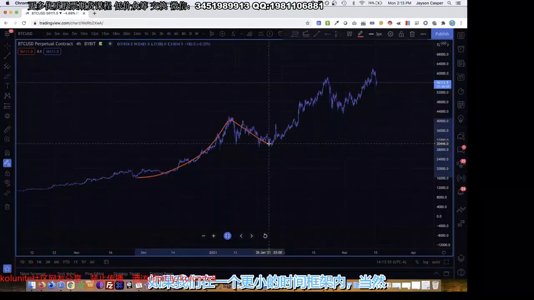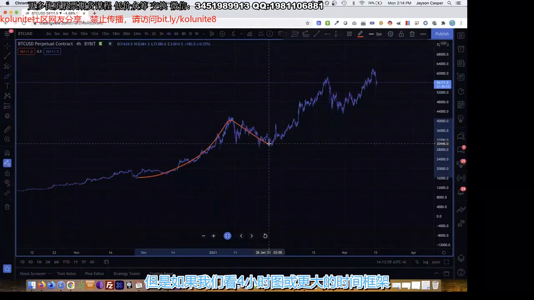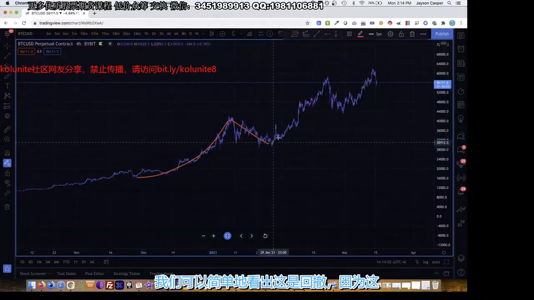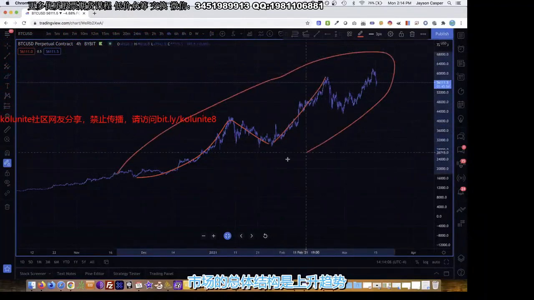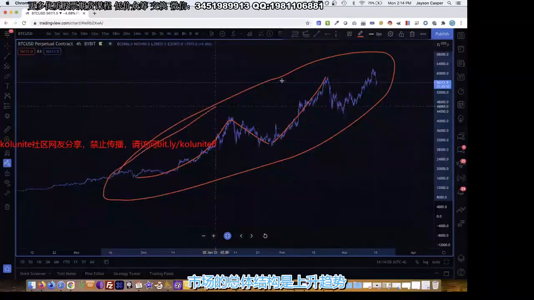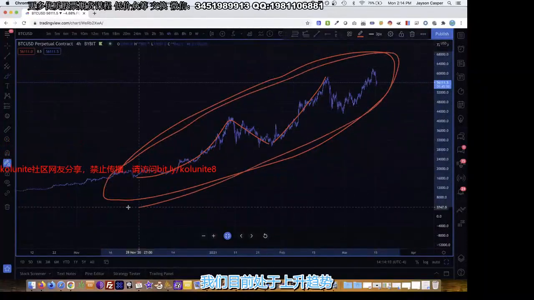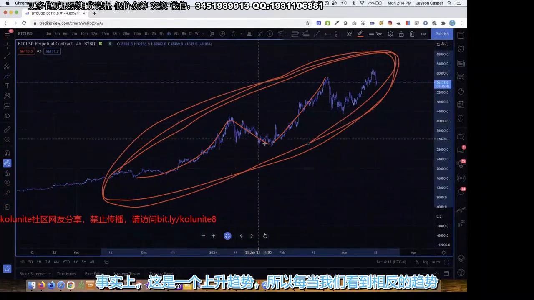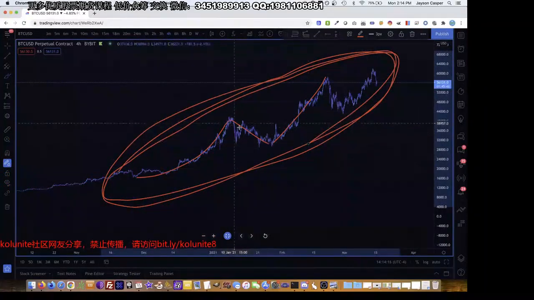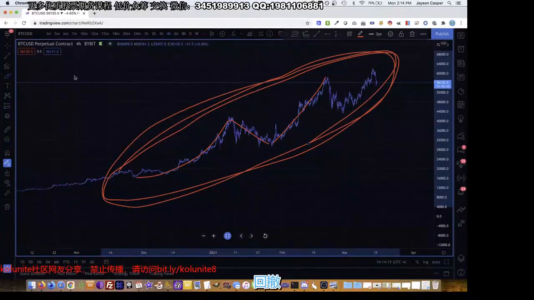That can be true if we're on a smaller time frame, and of course a lot of this stuff is relative, but if we're looking at the 4-hour chart or a larger time frame, we can tell it's a retracement simply because this overarching structure of the market is an uptrend. We are currently in an uptrend. Nobody can dispute the fact that this is an uptrend. So anytime we see a counter trend, this would be considered a retracement.